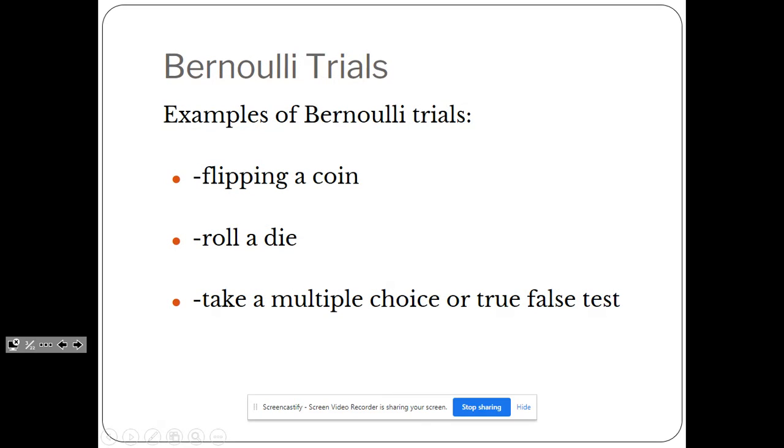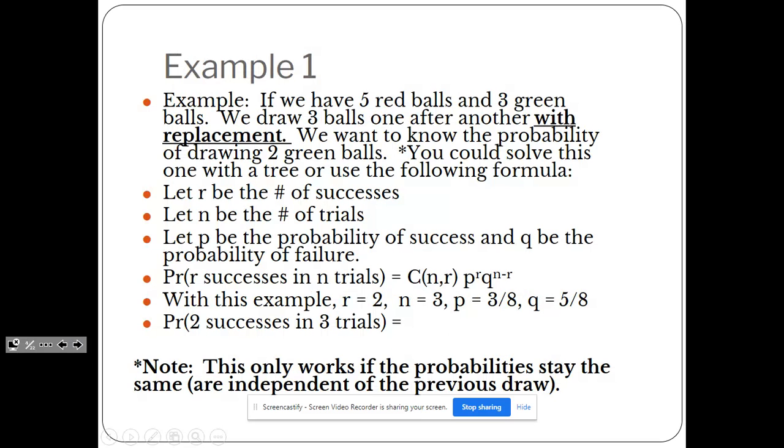Some examples: flipping a coin, so heads or tails; rolling a die, and again, only if you're interested in just one outcome or 2 outcomes, like if it's a 3 or not a 3. Multiple choice test, true false test, the right or the wrong. Those are all Bernoulli trials.